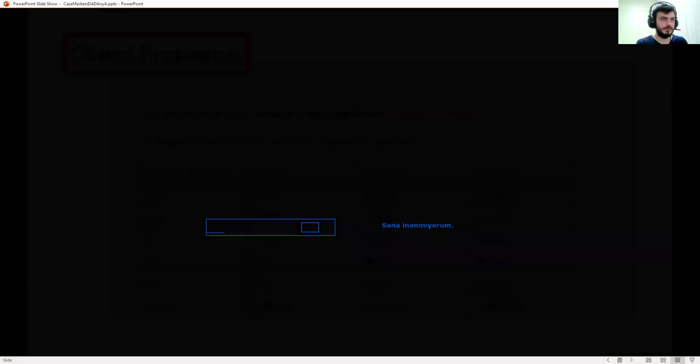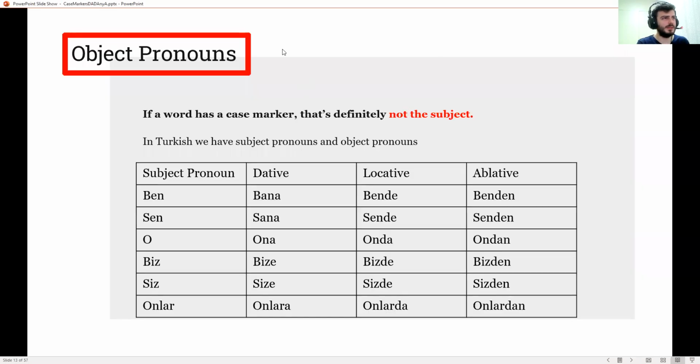The only thing that is a little bit weird is that for dative case, with ben, sen, and o, it doesn't become bene, sene, oya. It becomes bana, sana, ona. No idea why, but we make it like that. But the rest, we obey the same rule. Bize, size, onlara, it's again the dative case, just e or a.